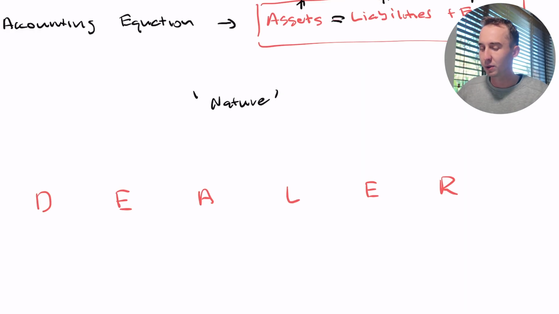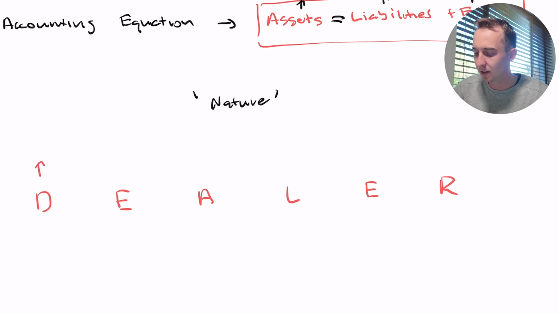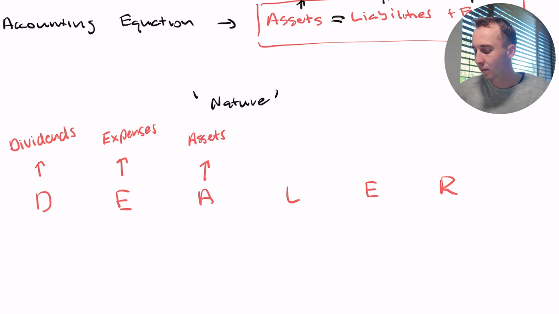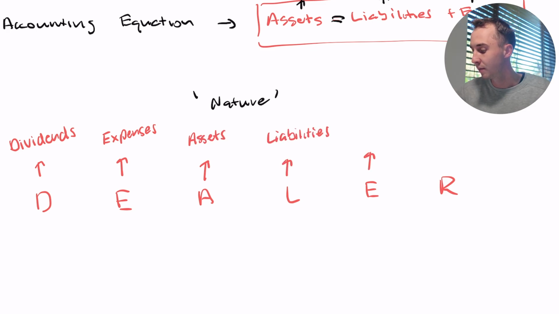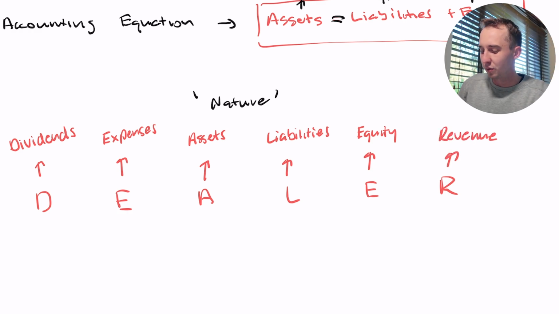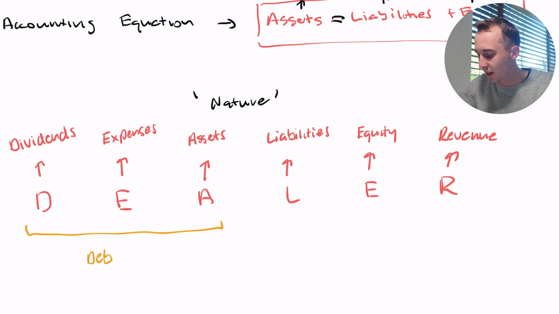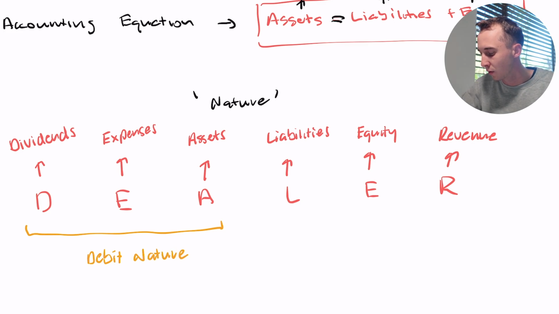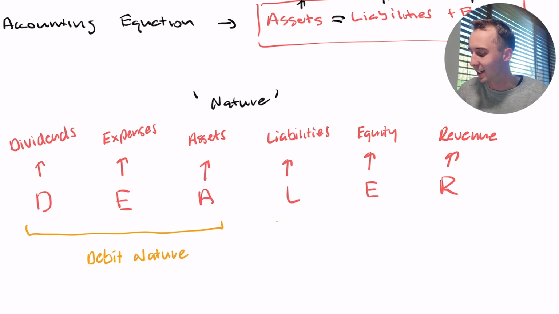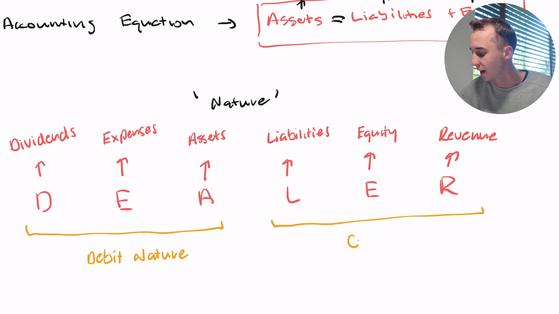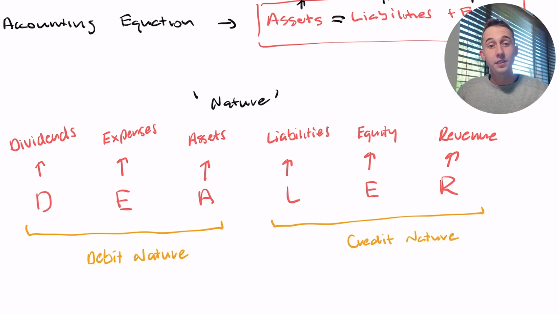Each letter in this acronym represents one of the 6 core accounts. So we have dividends, expenses, assets, liabilities, equity, and revenue. Then all you have to do is remember that the first 3 letters of the acronym have a debit nature, meaning they increase with a debit. Then the last 3 letters of the acronym, LER, liabilities, equity, and revenue, increase with a credit. So they have a credit nature. This acronym helps you instantly know which direction each account moves.